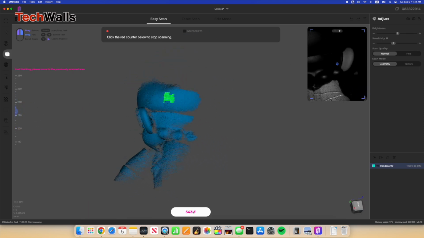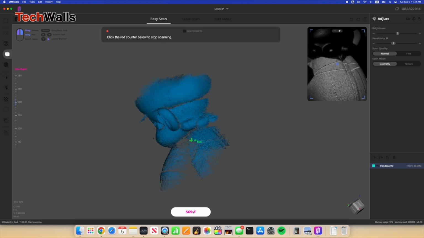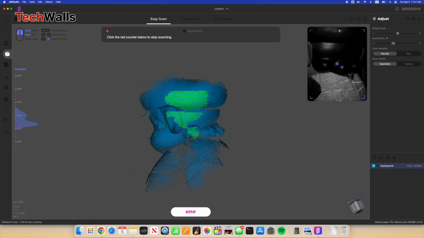The product will have the price of $699, but it is available as low as $449 on Indiegogo.